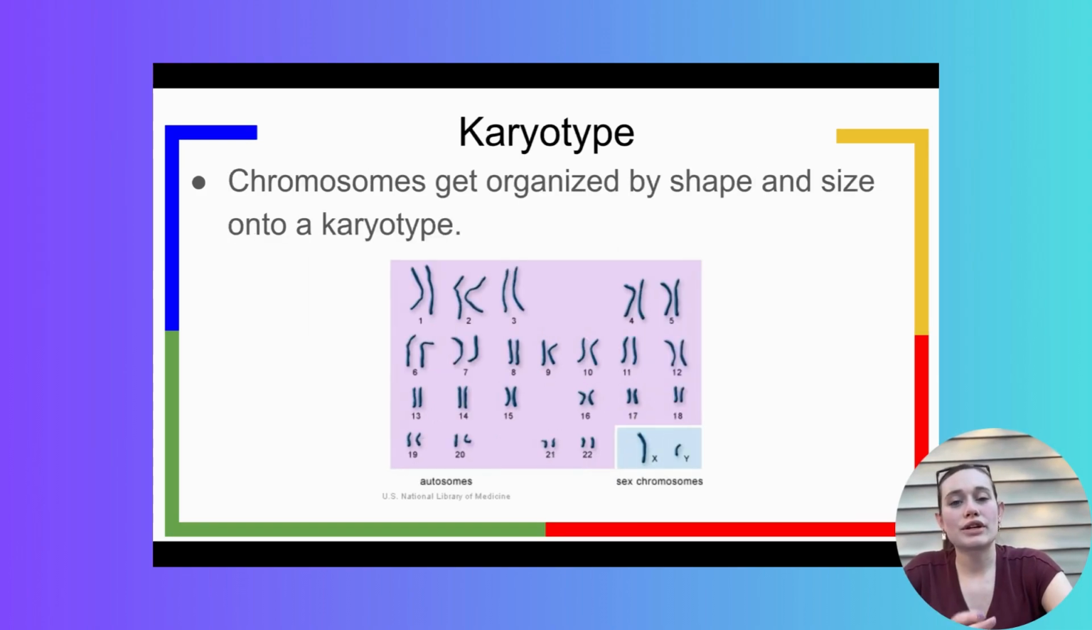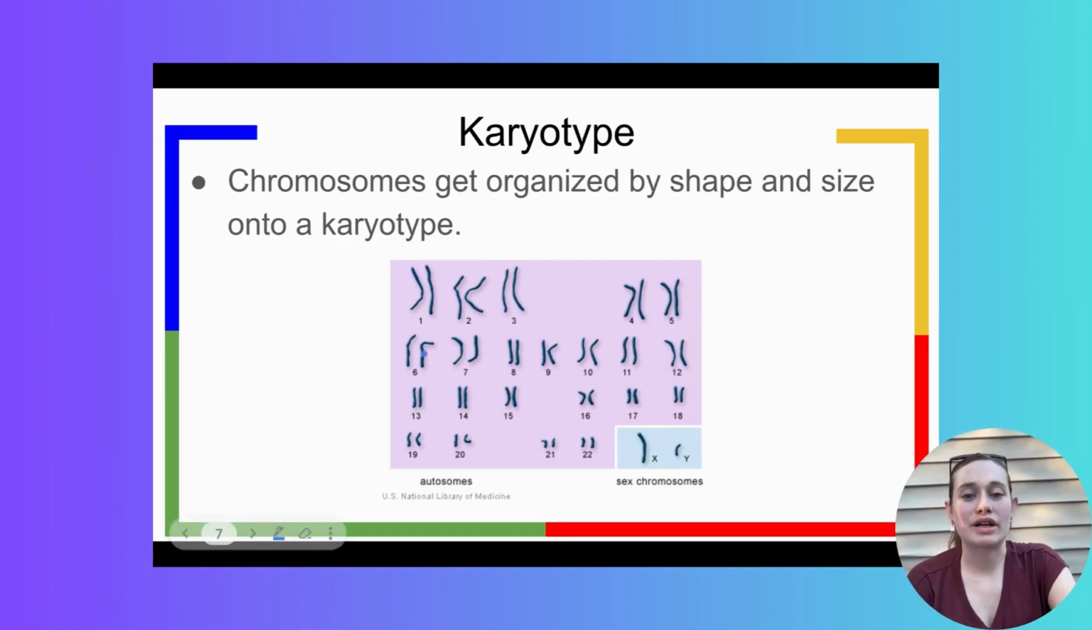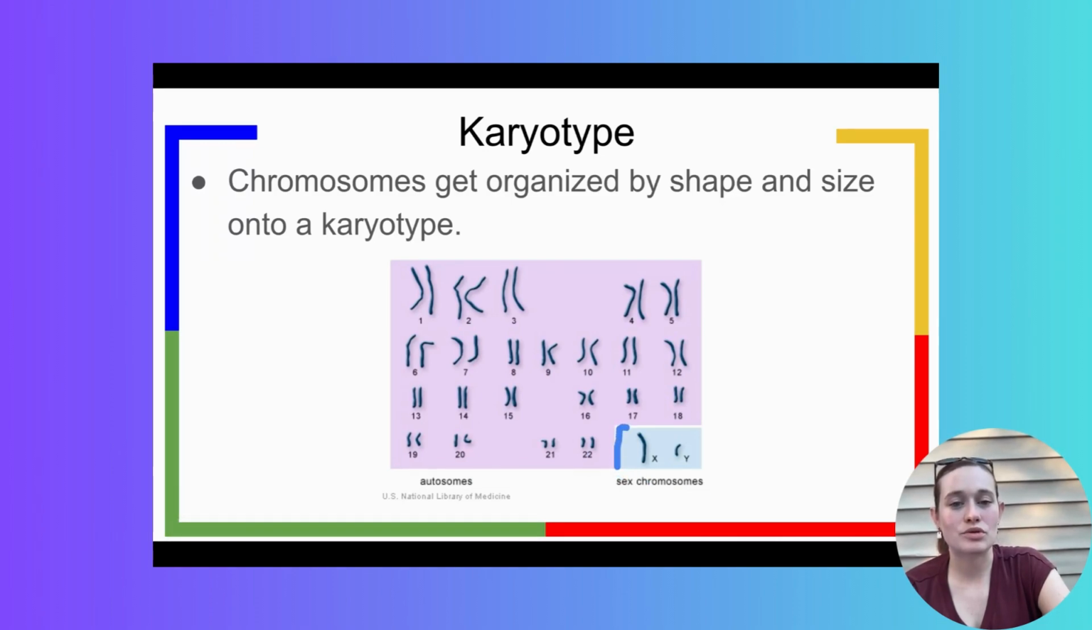Now, this is going to bring us to a karyotype. Chromosomes will get organized by shape and size into something called a karyotype. That is actually what we see right here. Your largest chromosomes are going to be chromosome number 1 and all the way up to chromosome pair number 22. So 46 chromosomes in total, 23 pairs in total. So it goes from large all the way to small. And then the last section we have are your sex chromosomes. We always put the sex chromosomes off to the side.